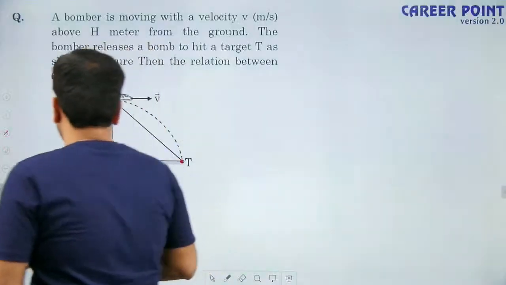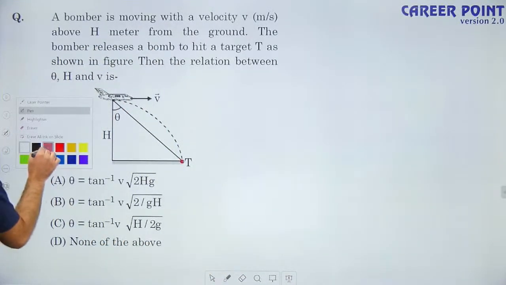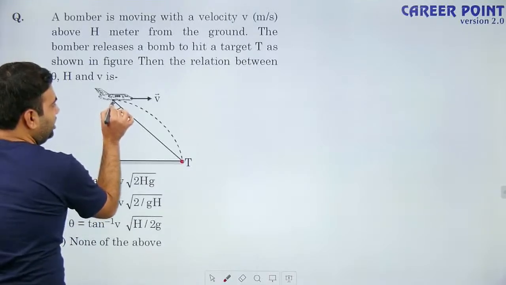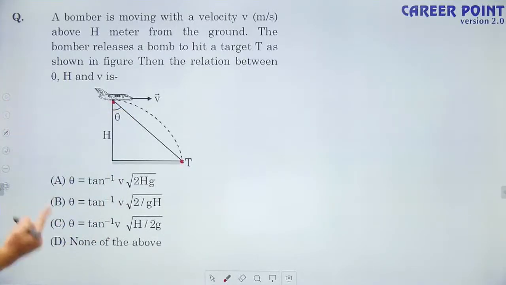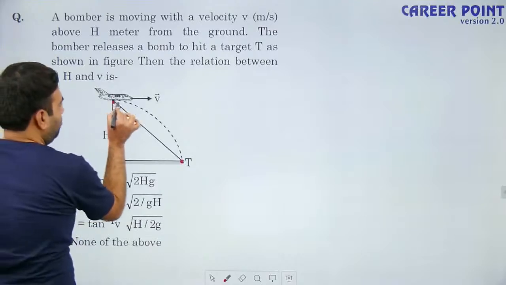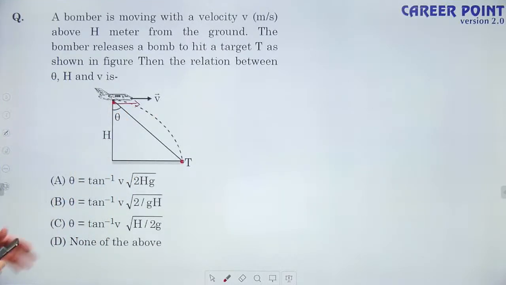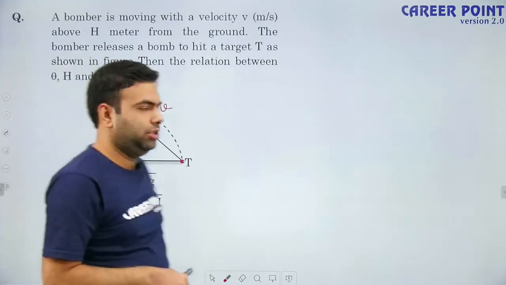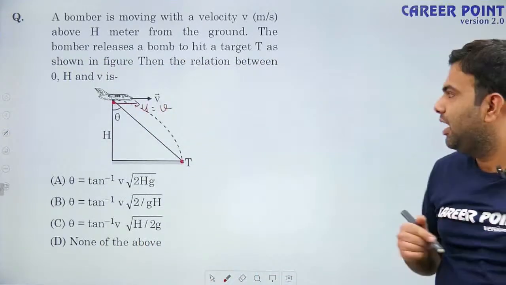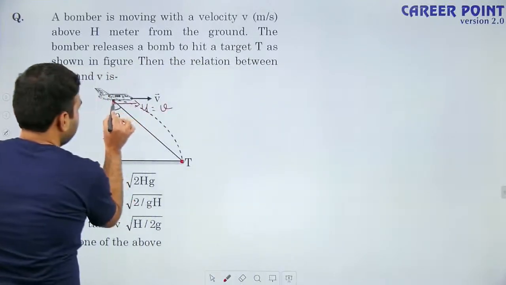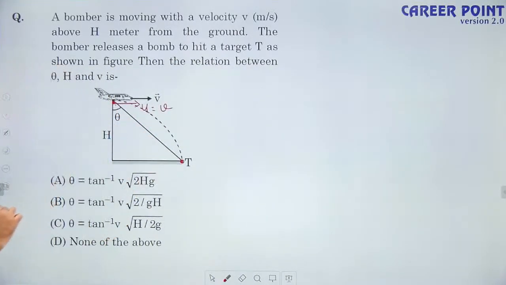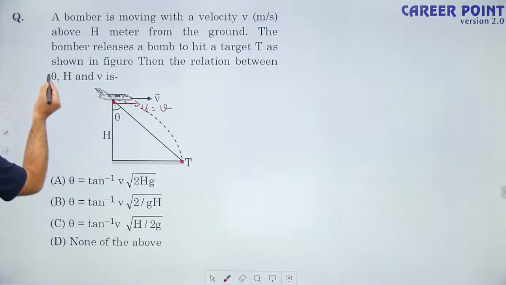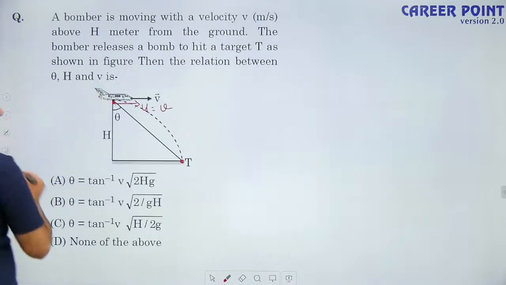Now, all of you see this. If the bomb is released at this position, what will be the initial velocity of the bomb? The initial velocity of the bomb will be the same as that of the plane. So the bomb will have initial velocity equal to v. In this question it is representing initial velocity as v, and the bomb will reach the ground like this. So basically what is the question asking? Question is asking a relation between h, v and theta.